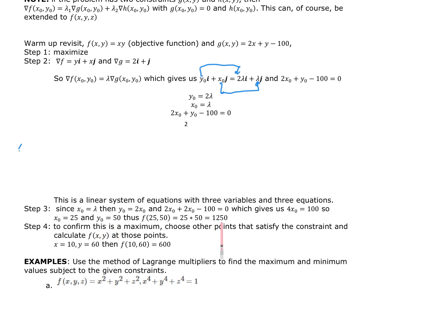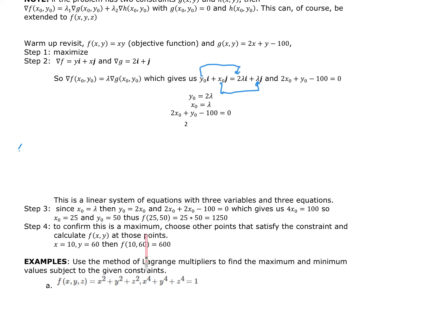And then here's my maximum area. Just to confirm this is a maximum, we're going to choose some other point that satisfies the constraint. One point that satisfies the constraint is when x is 10 and y is 60, and I get 600. So here's another point that satisfies the constraint.